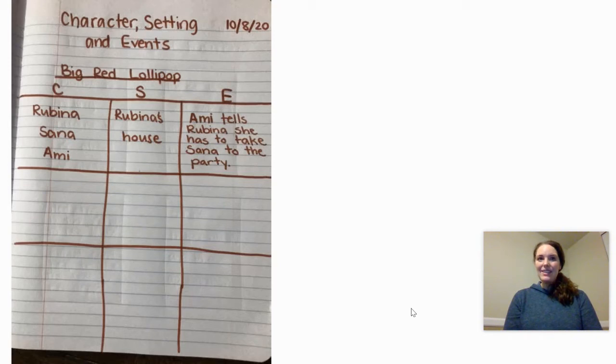The event is that Ami tells Rubina she has to take Sana to the party. That is the action at the beginning of the story. Now, if you need time to write out these sentences and fill in the boxes, please pause the video and wait to go on until you have finished the first character, setting, and events.